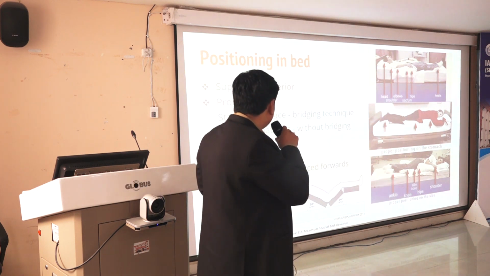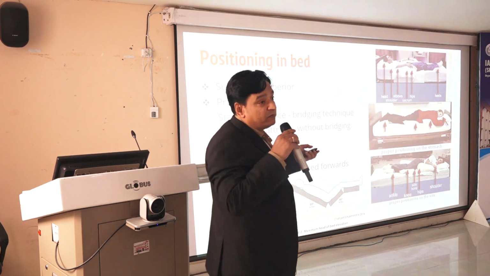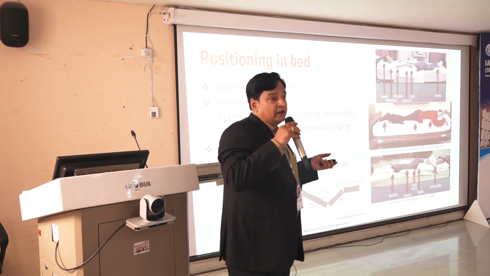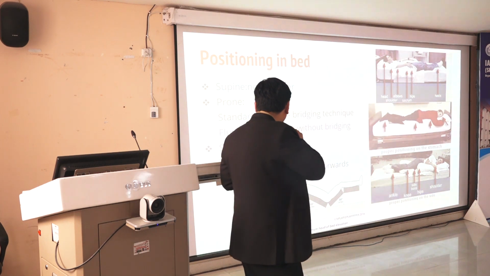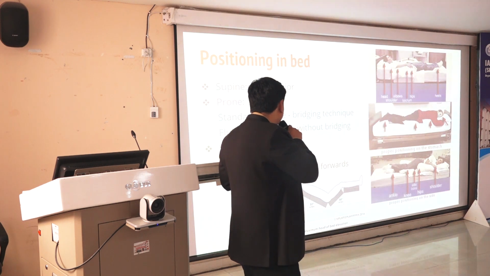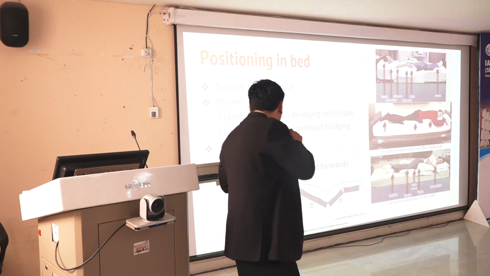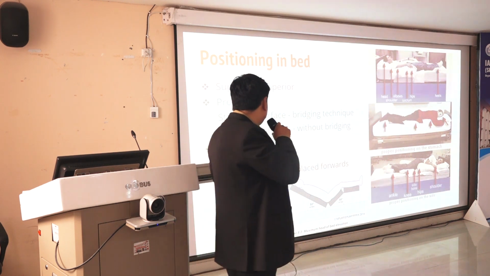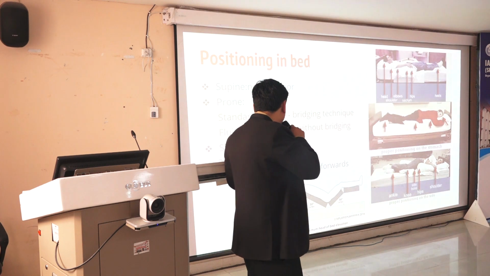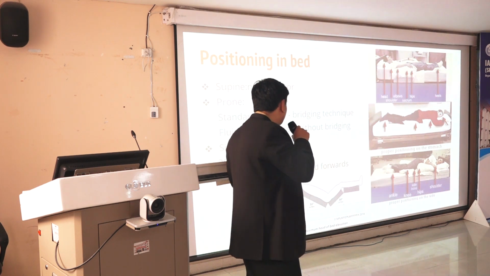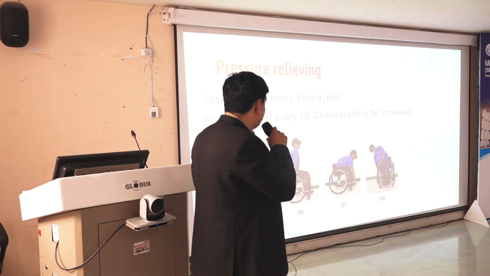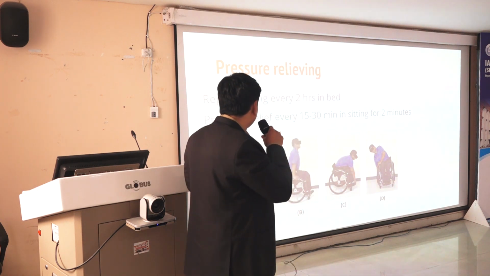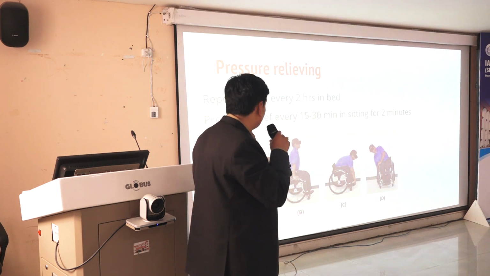In, say, supine position, the head end should not be tilted more than 30 degrees. If that is lifted, then there will be traction or shear forces on the skin. In prone position, on a standard surface we use the bridging technique, and on a fluidized mattress it can be used without bridging. 30 degree lateral positioning can be done, as I have discussed, with the repositioning rule of 30. While using your wheelchair, you can relieve the pressure every 15 to 30 minutes for 2 minutes.